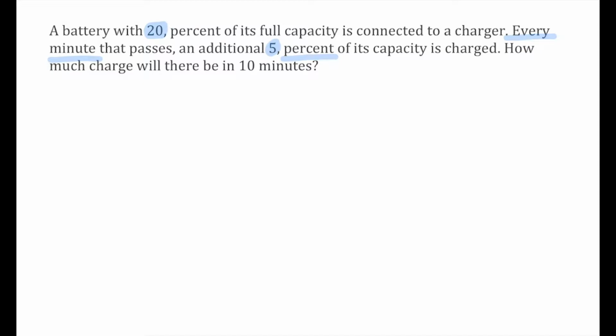So remember, back in the day when we were talking about unit rates, we would say that this would be 5 percent per minute. That is our rate, and that will be what our variable will be multiplied by. And our variable is minutes. So I can use M for minutes. Then, how can I write my equation?